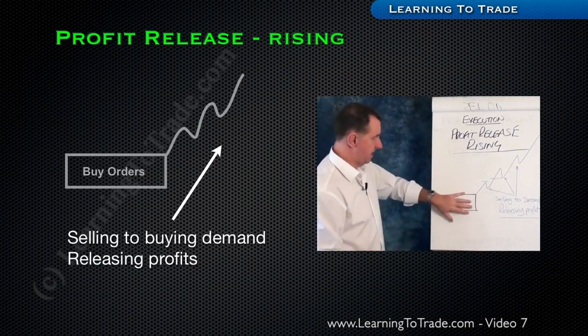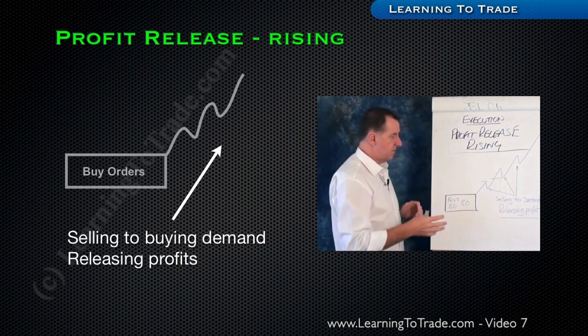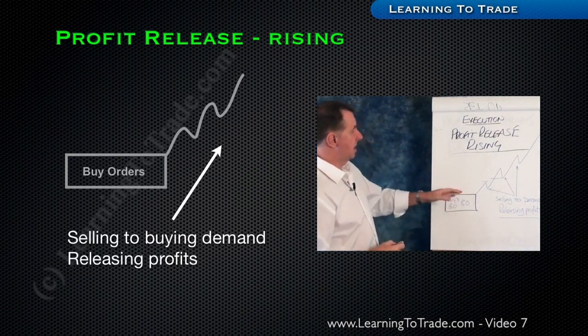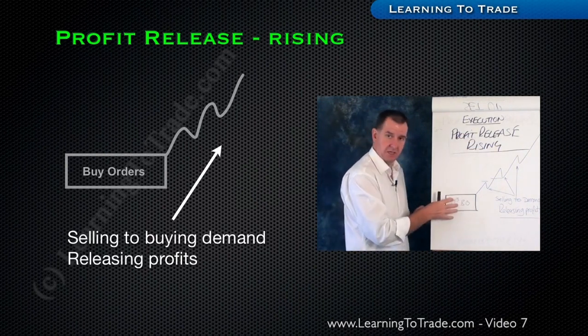It's after you've accumulated all the buy orders that you want, you've then got to get into the next phase, which is the profit release. And what happens? How is money made? How are the market makers now making money?